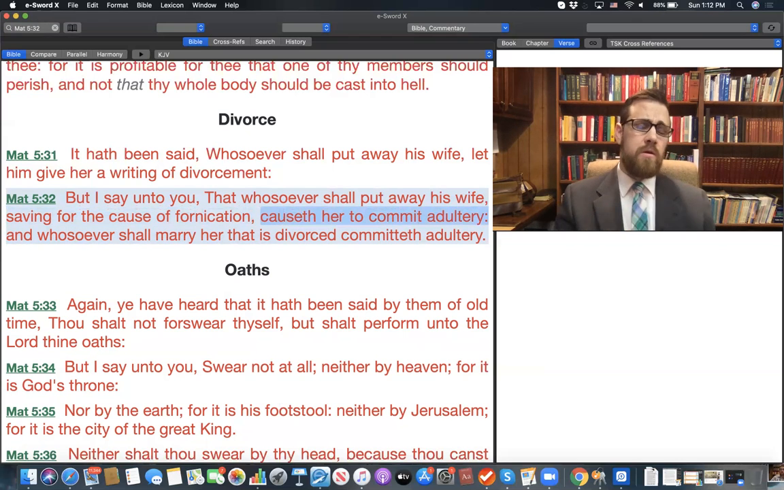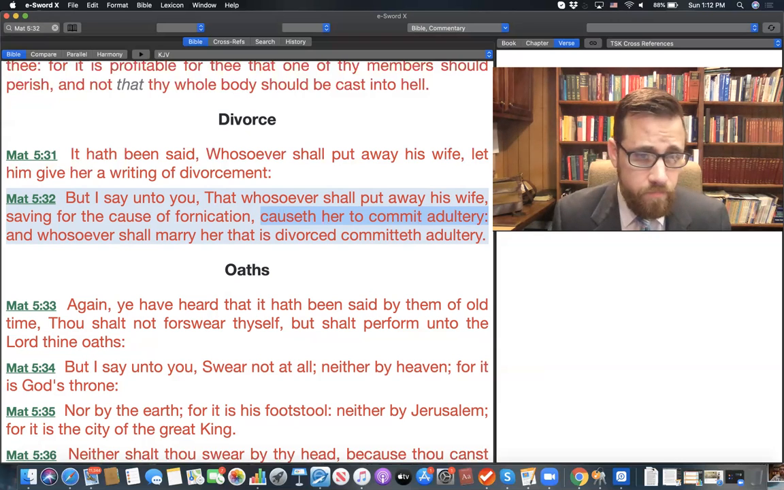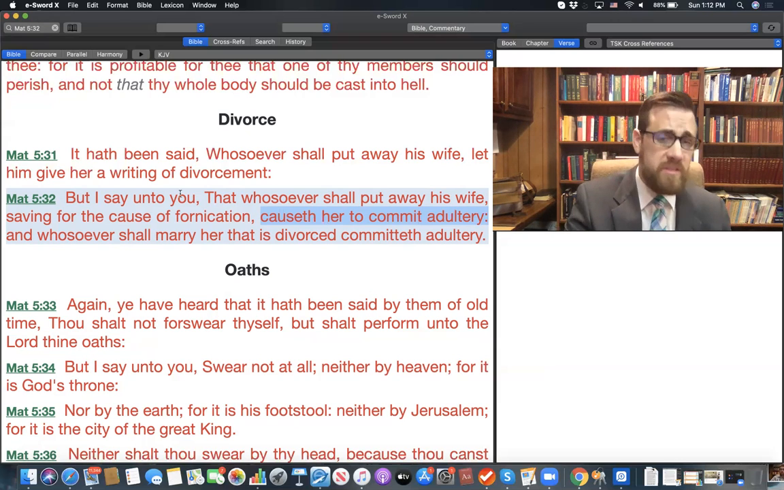Now, that doesn't mean that she is not responsible. That just means that the one who divorces his wife carries some of that responsibility because of cause and effect, because he knows what is going to happen. However, we also have this other phrase here, whosoever shall marry her that is divorced commits adultery.